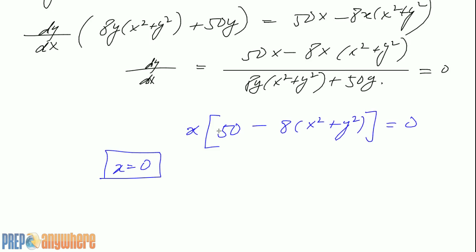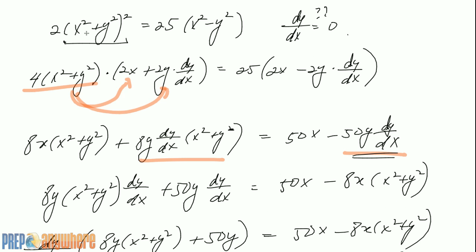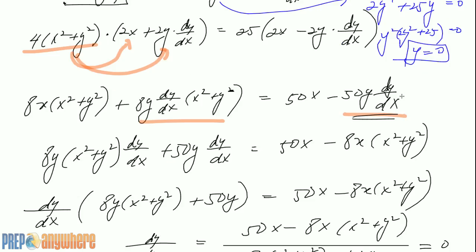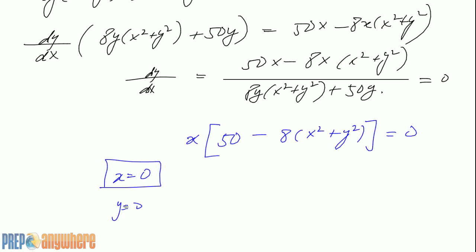When x equals 0, if you plug it back into the original equation, let me write it here. You get 2y to the power of 4 equals 25 times y squared. Bring it over, and you get 2y to the power of 4 plus 25y squared. So you can factor out y squared, and the only answer for this is y equal to 0. So at the origin, the slope is 0.